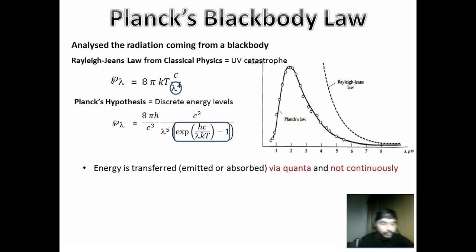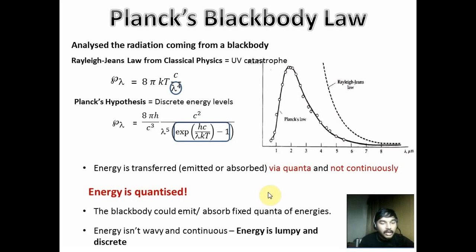So we learned that energy is not transferred continuously, but is transferred via quanta. In other words, energy is quantized. So the black body, which we thought could absorb energies any way it could, turns out that it cannot. It can only absorb or emit fixed quanta of energy. And energy is not wavy and continuous, it is rather lumpy and discrete. So energy occurs in discrete packets, and that is important.